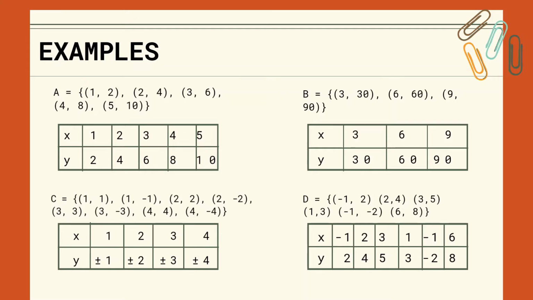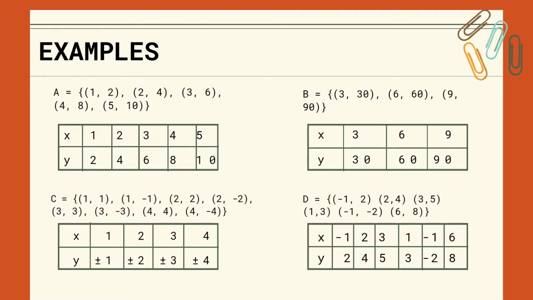For the second example, we have B is the set of (3, 30), (6, 60), and (9, 90). Again, simply place all the x coordinates on the first row and the y coordinates on the second row. As you can see, there are no repeating numbers in the x coordinates, therefore this is a function.